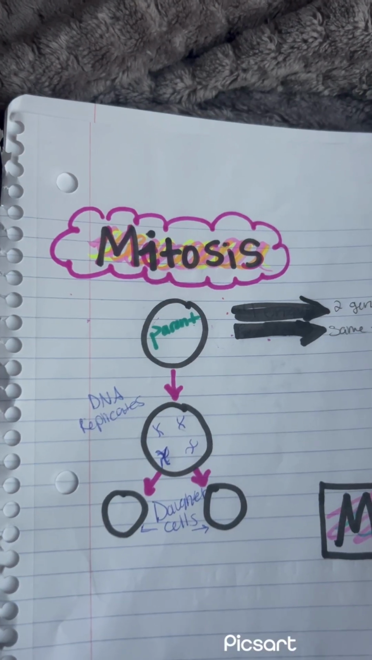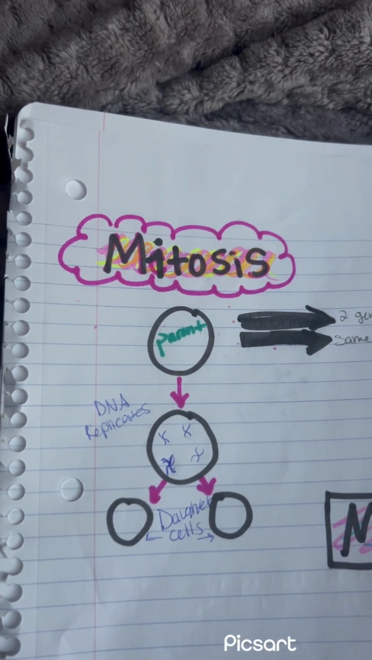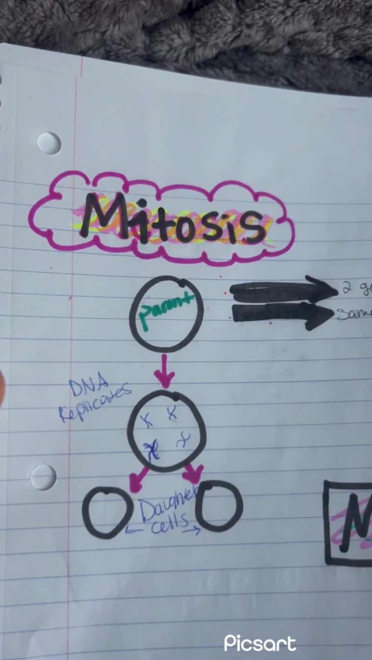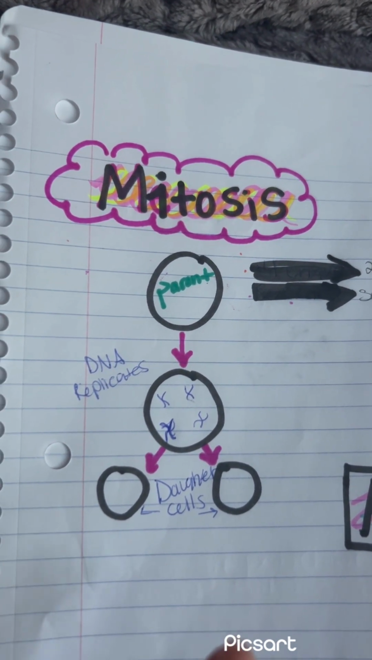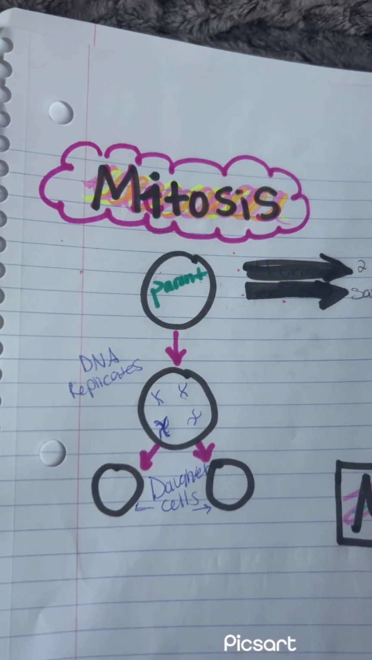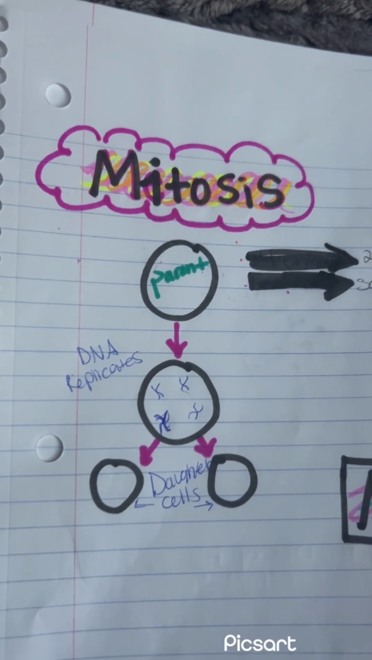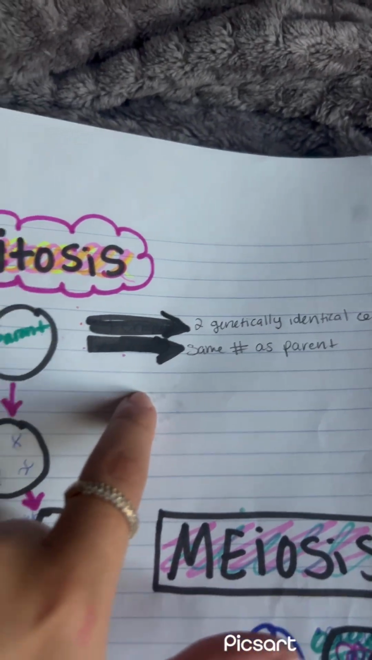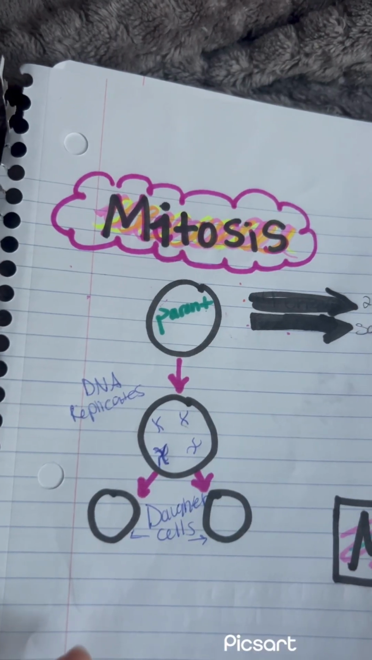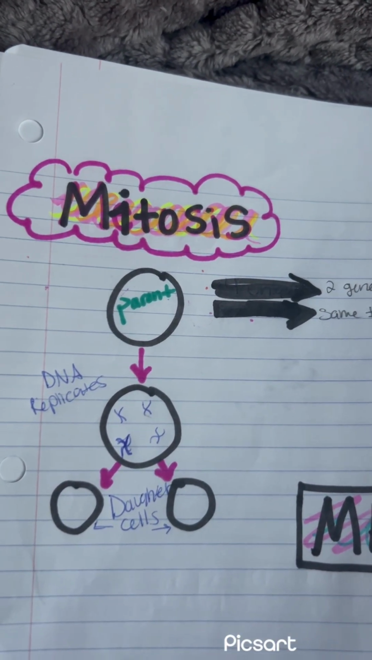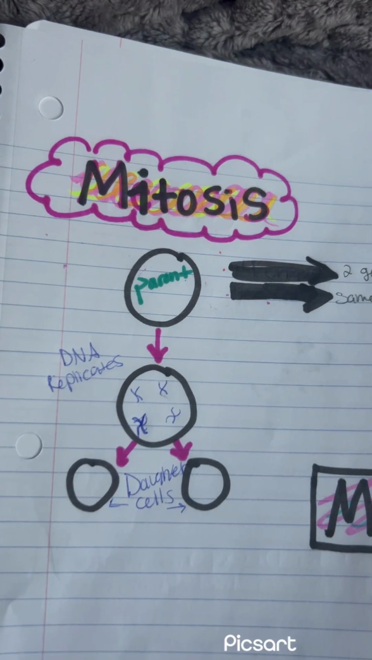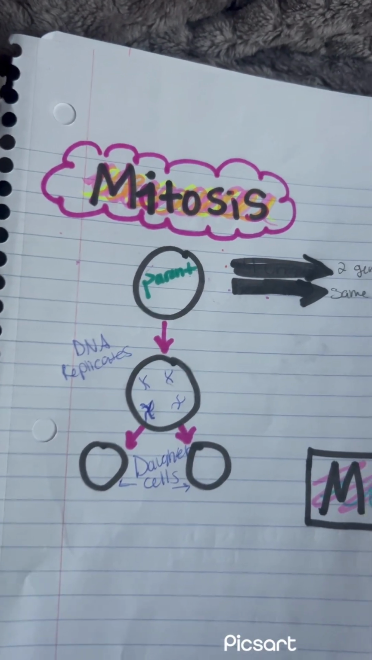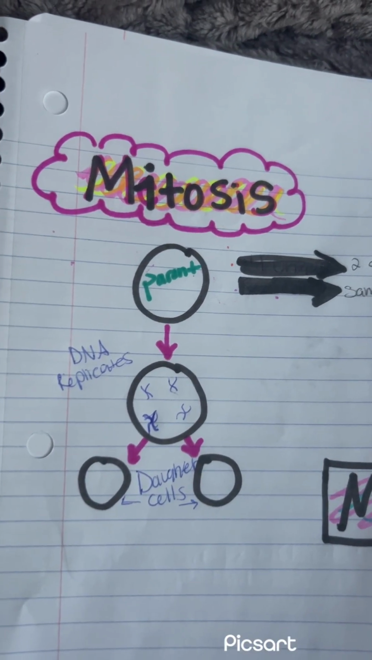The next vocab word I'm going to talk about is mitosis. Mitosis is a process of cell division where a single cell divides into two genetically identical cells. These are daughter cells, and each of them has the same number of chromosomes as the parent cell, which is the main point in mitosis. This process is mostly for growth and the repair of damaged cells.